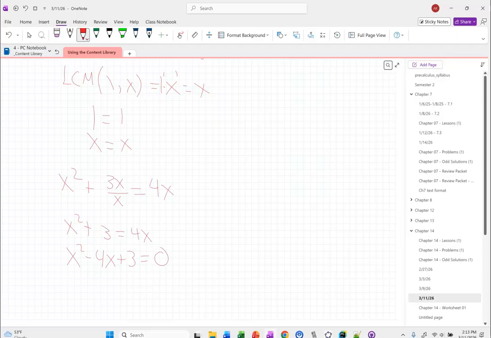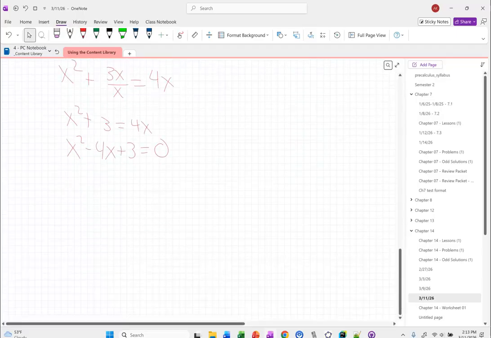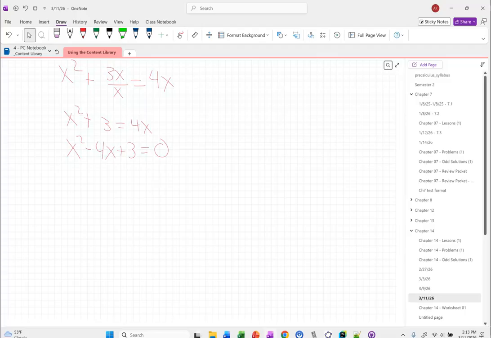How do I solve a quadratic equation? I could factor, use the quadratic formula, or graph and find the x-intercepts. There are a bunch of ways. What am I going to do for this? I'm going to factor. How does this factor? (x minus 1)(x minus 3). They multiply to give positive 3 and add to give negative 4. So I have two solutions, 1 and 3.